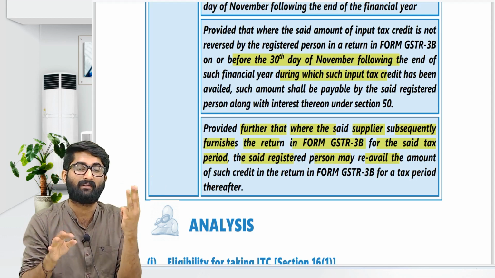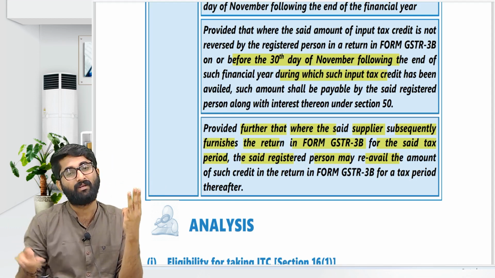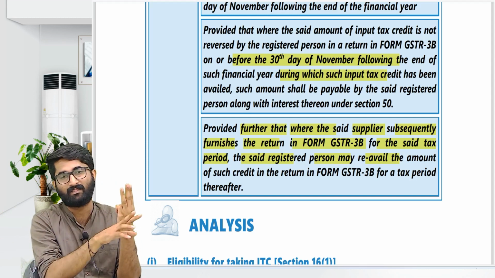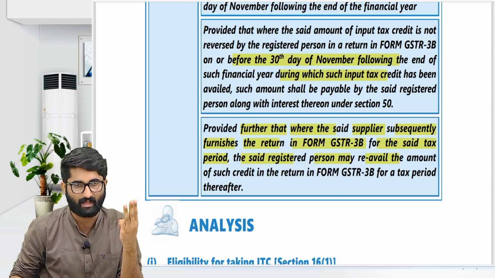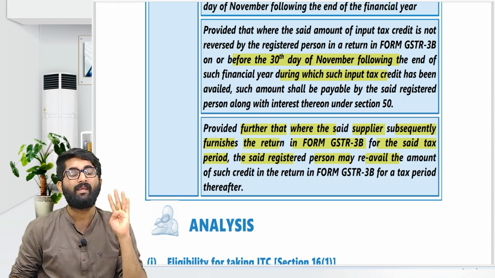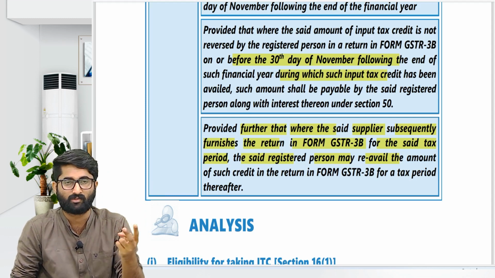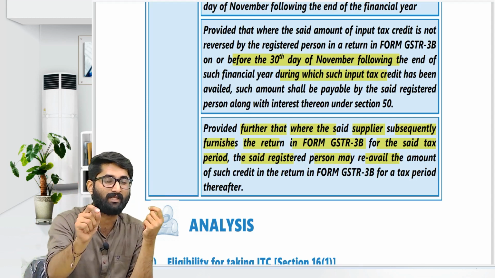If he has not filed the return by 30th of September, I have to reverse that amount. And whenever he files the 3B and pays that amount, then I can re-avail the ITC. And number 4, that is R. I have to file my return 3B to avail the ITC. And there were 2 provisos and one important explanation.